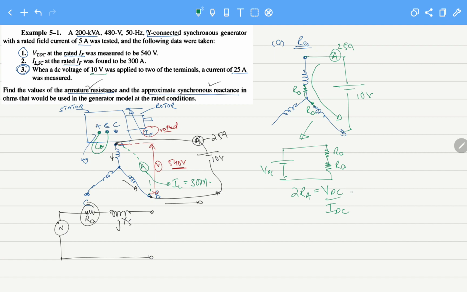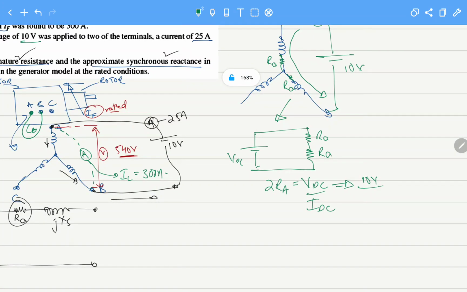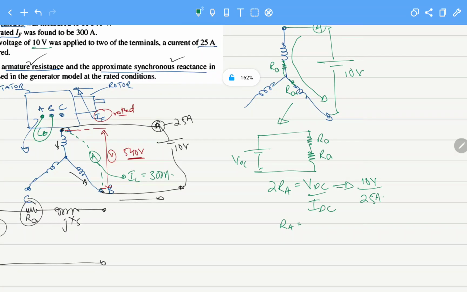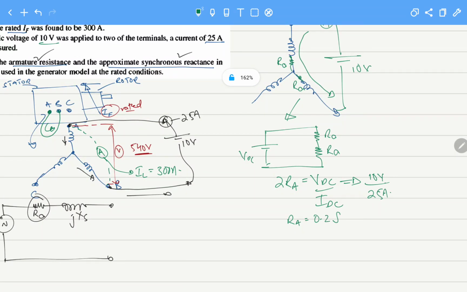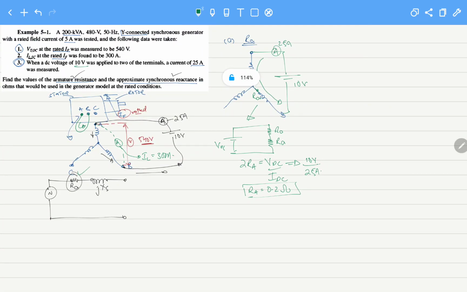So we can calculate the value. VDC is 10 volts and the value of IDC is 25 amperes. When we multiply this with 2, the value of RA would be 0.2 ohms. So this is the first part, where we have calculated the value of RA.